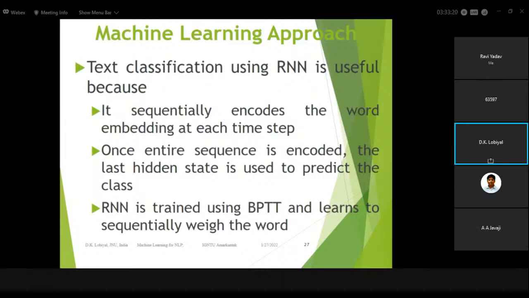The weights are learned sequentially for the words. That means the weight of the first word is learned, then the weight of the second word, then the weight of the third word. Third, we learn the weight. That's very important.